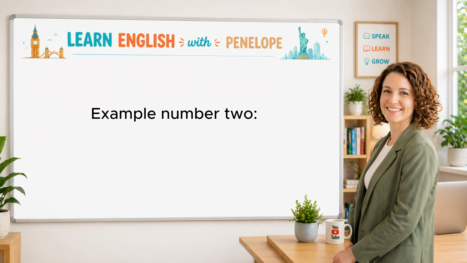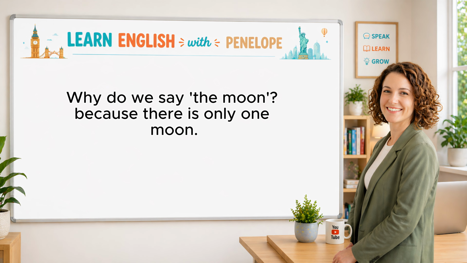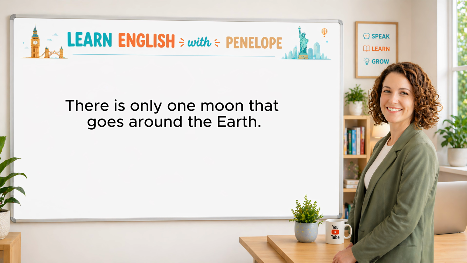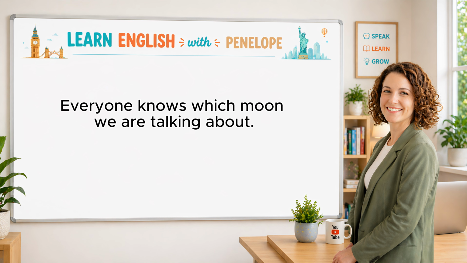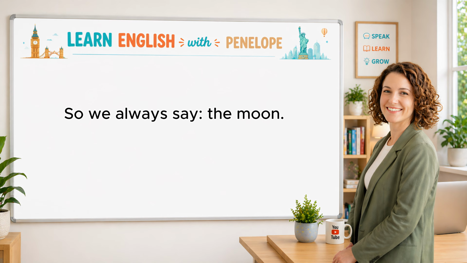Example number 2. I can see the moon tonight. Why do we say "the moon"? Because there is only one moon. There is only one moon that goes around the earth. Everyone knows which moon we are talking about. So we always say "the moon."